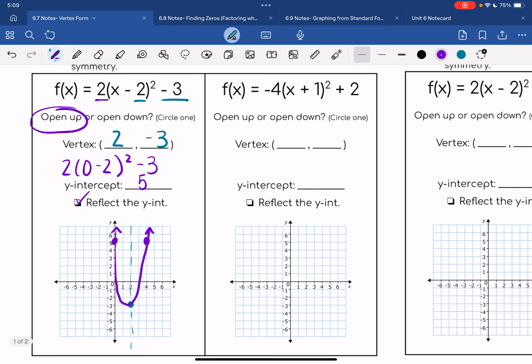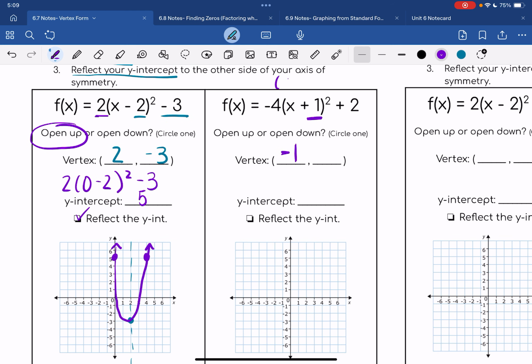Okay, second problem. F of x equals -4 times x plus 1 squared plus 2. So in this problem, my h value is -1 because I need to leave behind a negative. So this x plus 1 here, we can think about that as x minus -1. So my h value would be -1, my k value would be 2. So if you want to just think about this number here always being the opposite sign. So it's negative here, it's going to be positive here. Since it was positive here, it's going to be negative there. That's the easiest way to think about it, is that h is the opposite sign.